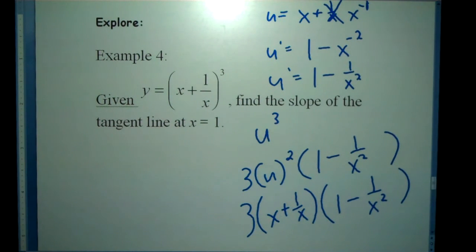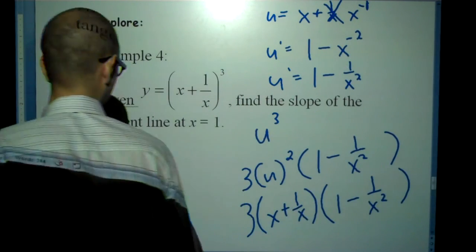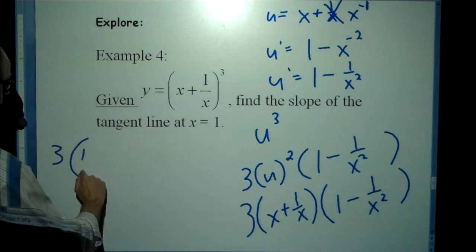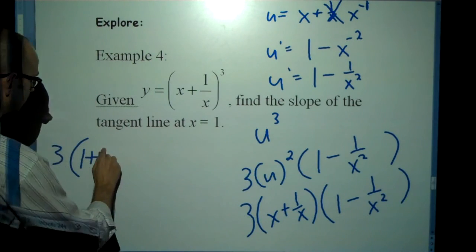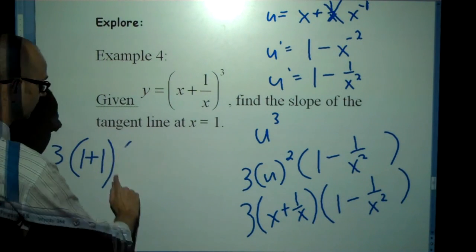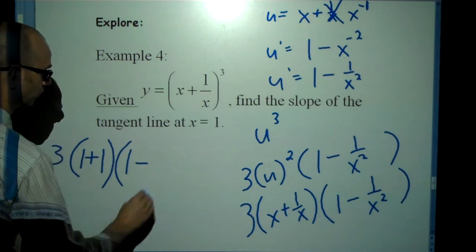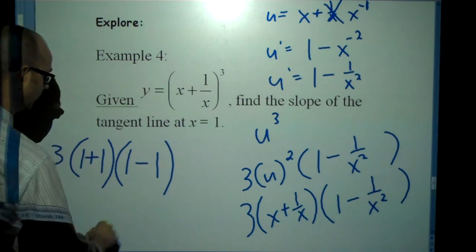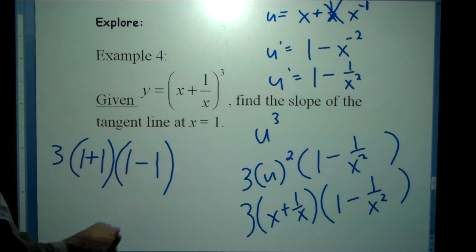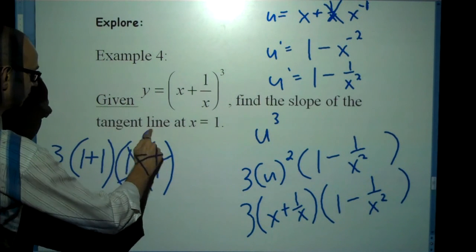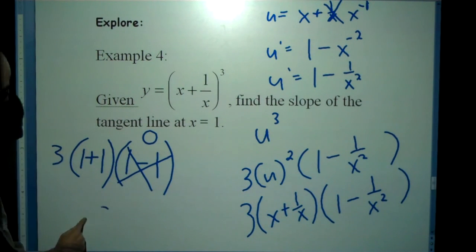You might be able to do something here to clean this up or distribute, but there's really no point. All we need to do is find the slope when we have x equals 1. So I'm going to start plugging in some 1's. So I've got 3 times 1 plus 1 over 1, also known as 1, times 1 minus 1 over 1 squared, also known as 1. So 1 minus 1 is 0. 0 times anything is 0, and so we have a slope of 0.